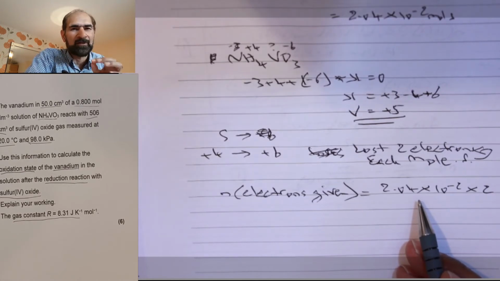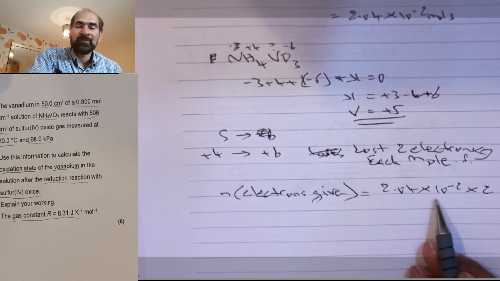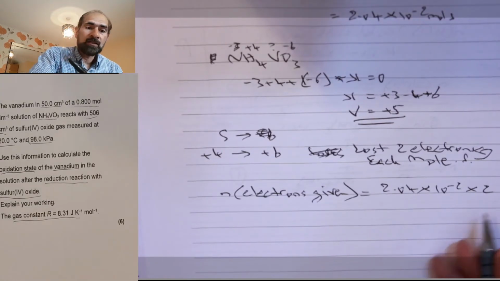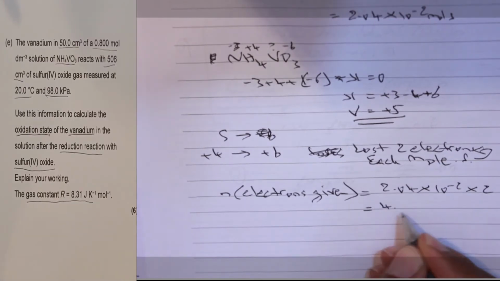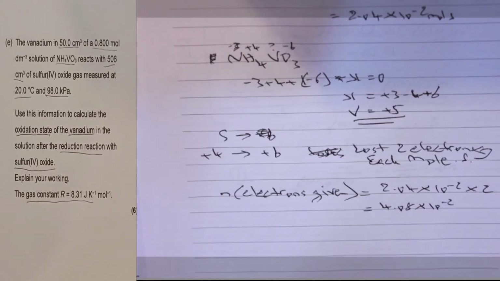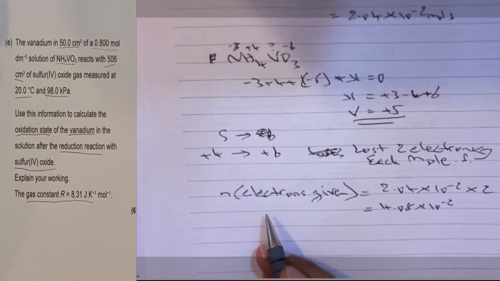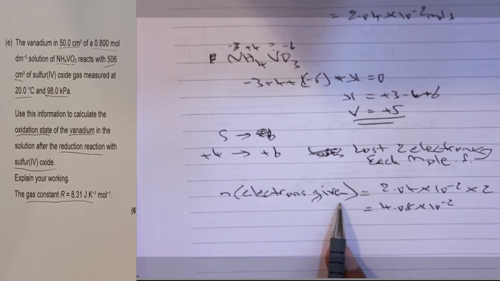So each mole of sulfur, remember I'm talking about sulfur dioxide because that's the molecule, but it's the sulfur that's losing the electrons. So each mole of sulfur has lost 2 electrons. Okay, so the total number of moles of electrons lost is 4.08 times 10 to the minus 2. Okay, so that's the number of moles of electrons lost. Now remember, these kind of annotations are important, because this is one of those extended questions, so you have to make it clear. Right, so let's move on.